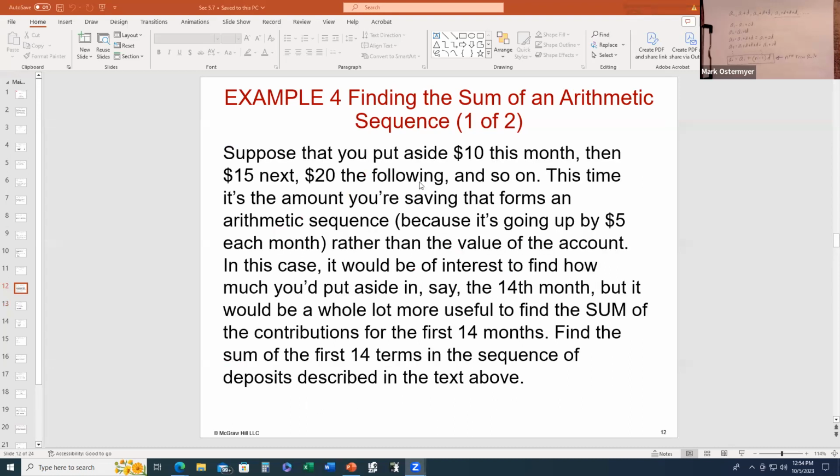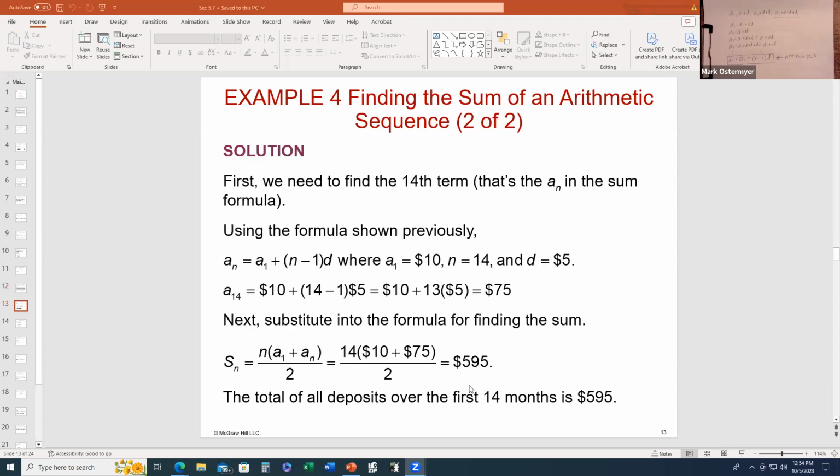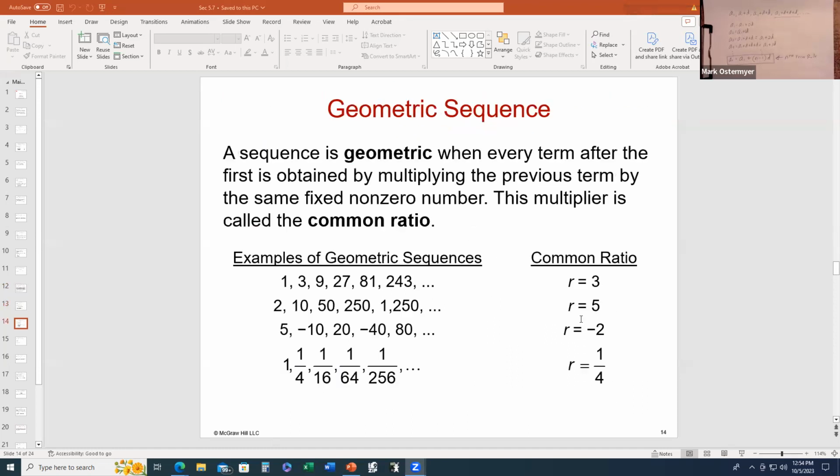That would be 10 plus $15 plus 20 plus 25 plus 30 plus 35 plus 40 plus 45 plus 50 plus 55 plus 60 plus 65 plus 70 plus $75, correct? That would be $595. Pretty neat, huh? Saves a lot of time. All right.